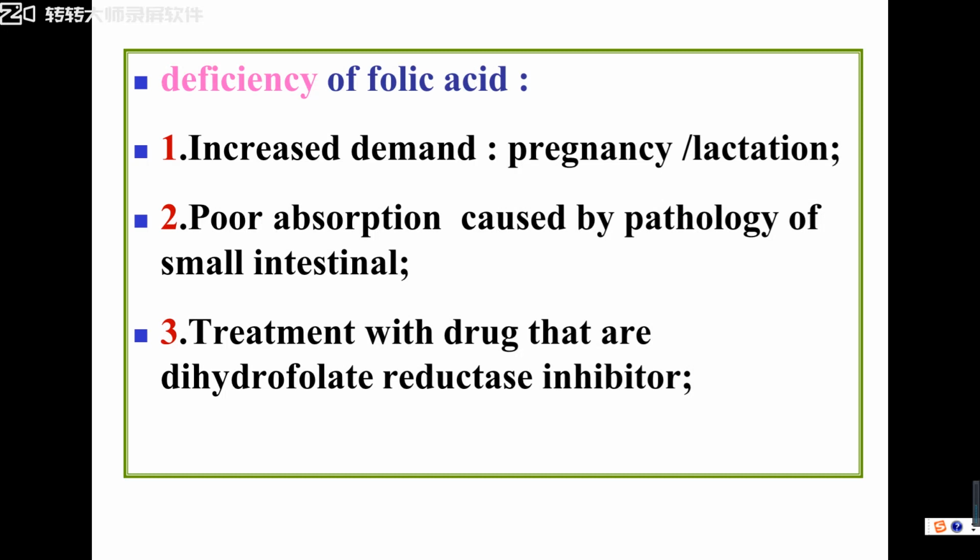Another cause is treatment with drugs that are dihydrofolate reductase inhibitors. These drugs are antibiotics such as SMZ, sulfonamides, and TMP, which inhibit folic acid synthesis and so induce myeloblastic anemia, and we use folic acid to treat it. Next is alcoholism: heavy alcoholism inhibits folic acid synthesis and induces myeloblastic anemia. We use folic acid to treat it.